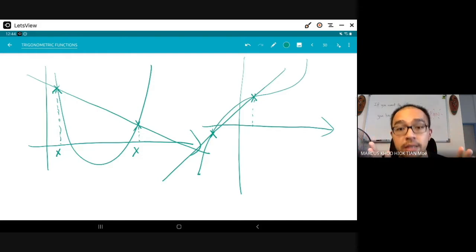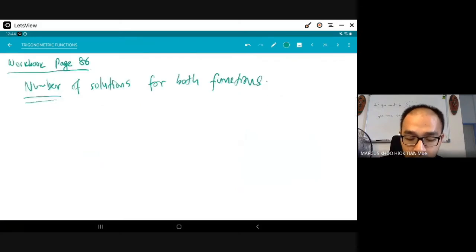It is the same skill, except that today we only want to look at how many solutions there are, because we are not drawing the graph. We are only sketching the graph. We have one straight line, we have two graphs that intersect. So we want to find how many points they intersect. This is our job for today. Let's take a look at the example first, because the example already has the solution given.